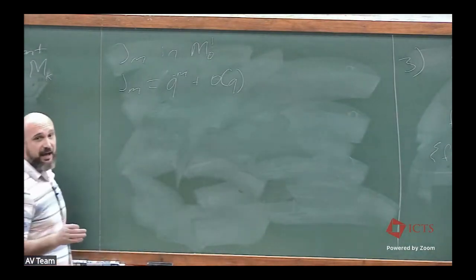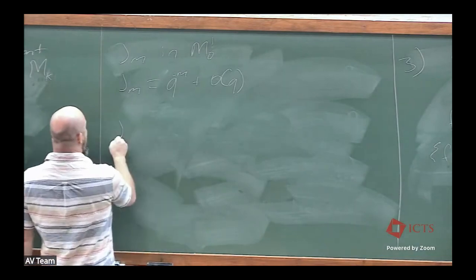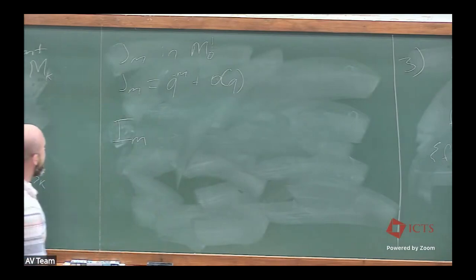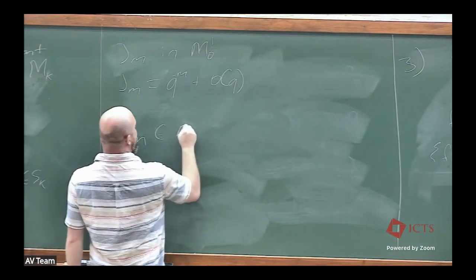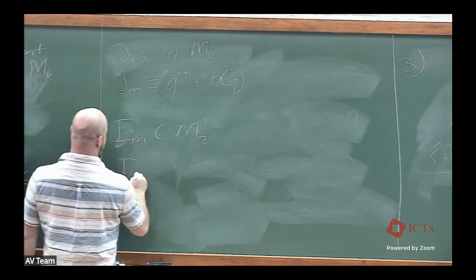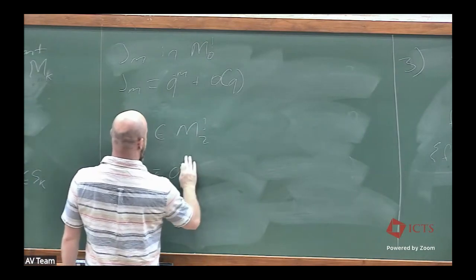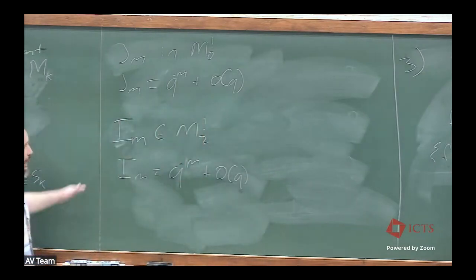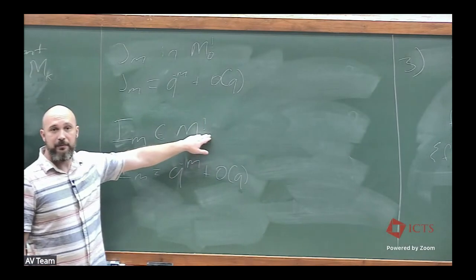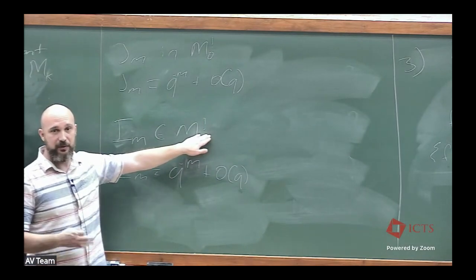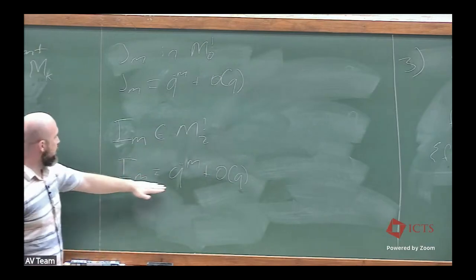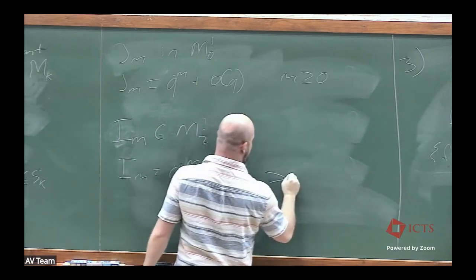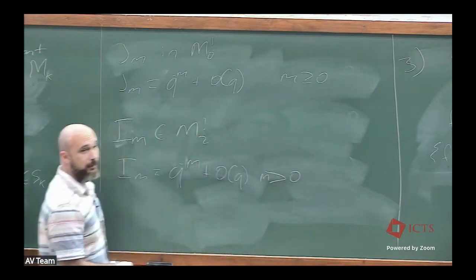Now we also have weight 2 forms. I'll call them I_m in M2 bang, and these are going to have the shape, again, q to the minus m plus big O of q. In weight 2, we don't have any holomorphic forms. E2 doesn't count; it's not a holomorphic modular form. And so once again, these form a basis. Up here I can say m is bigger than or equal to 0. Down here, m needs to be strictly bigger than 0.